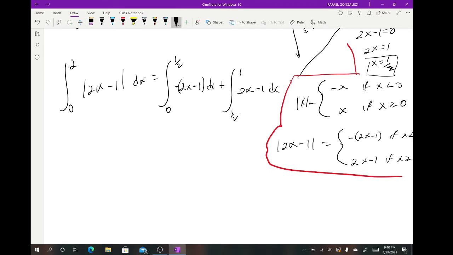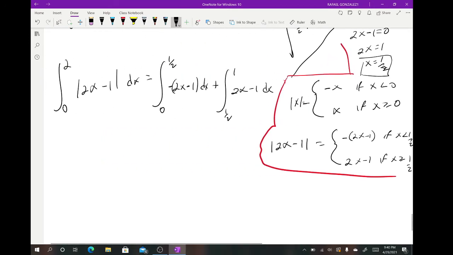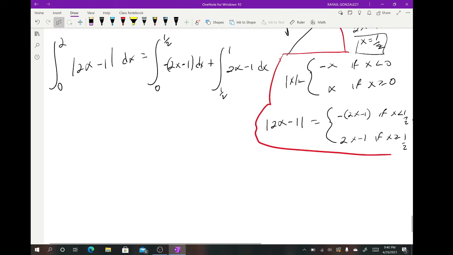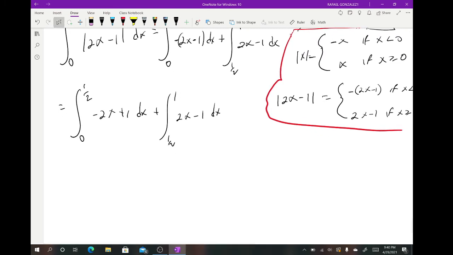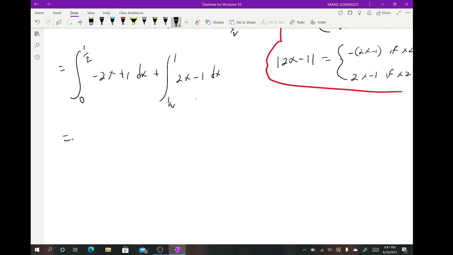This is terrible board use given that I have an infinite amount of space on this side. Sorry about that. So anyway, this is equal to the integral from 0 to 1/2 of negative 2x plus 1 dx plus the integral from 1/2 to 2 of 2x minus 1 dx. So let's work on these. I'm going to get the antiderivative and apply the fundamental theorem at the same time. So let's see how we do.